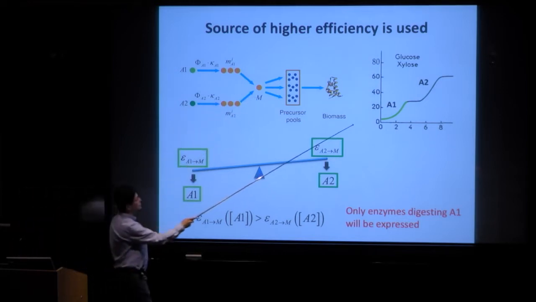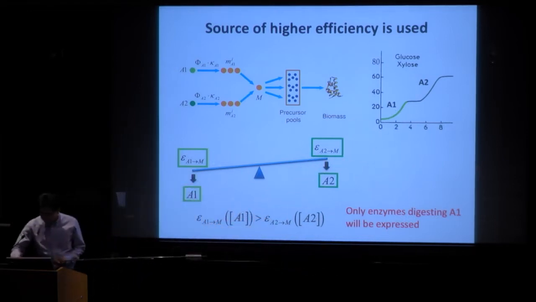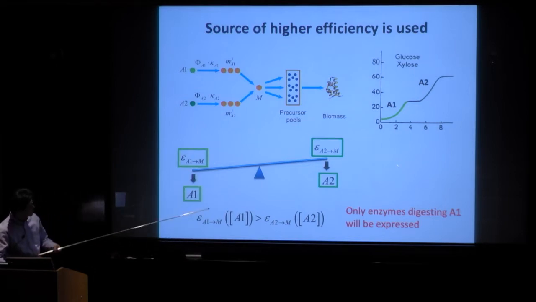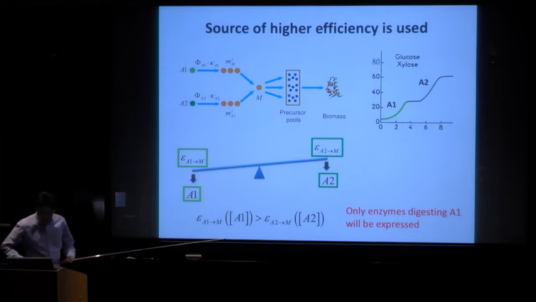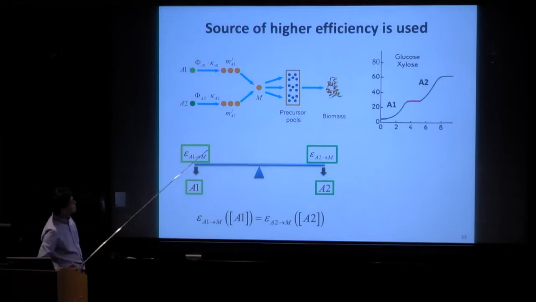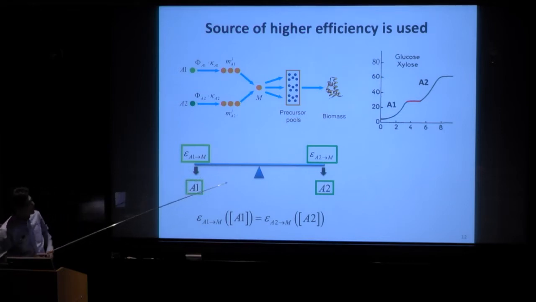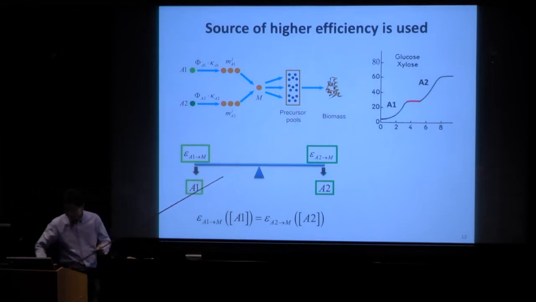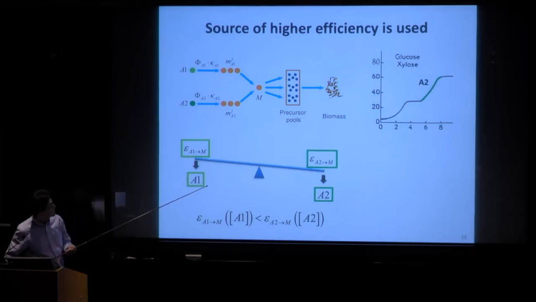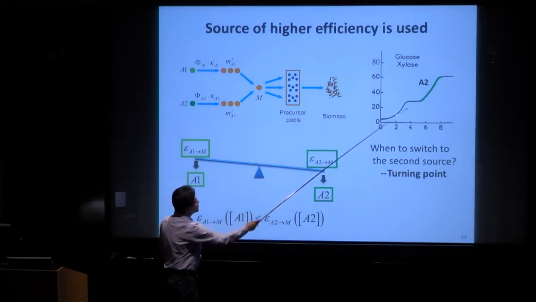Okay, so that's this growth curve. And then after this, the carbon source being exhausted, or more strictly, after these two efficiencies being balanced exactly equal, okay, and then they will switch to the second one. Okay, then we can ask, what's the turning point? When should they turn? Did they really exhaust everything and then start to turn?